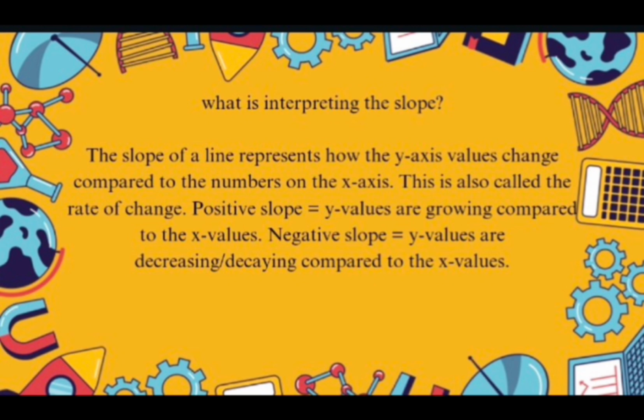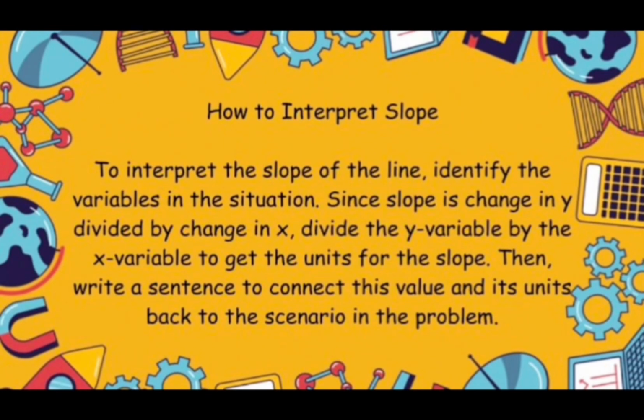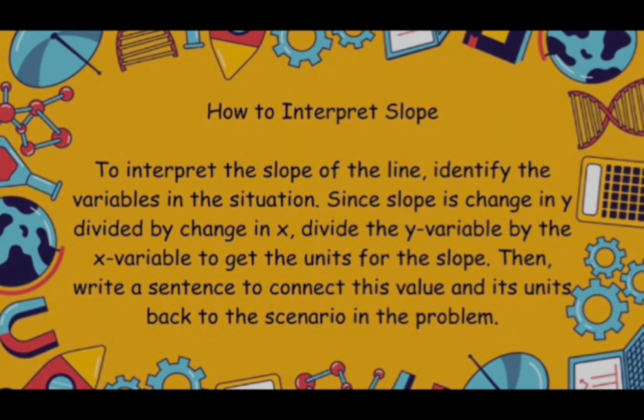Positive slope equals y values are growing compared to the x values. Negative slope equals y values are decreasing, decaying, compared to the x values. How to interpret slope? To interpret the slope of the line, identify the variables in the situation. Since slope is change in y divided by change in x, divide the y variable by the x variable to get the units for the slope.